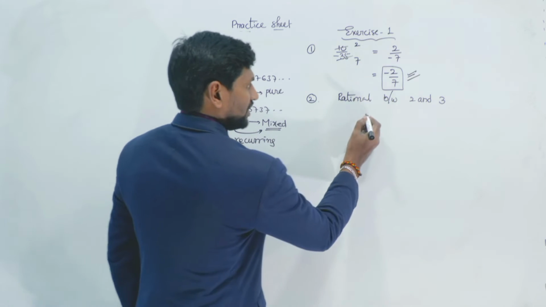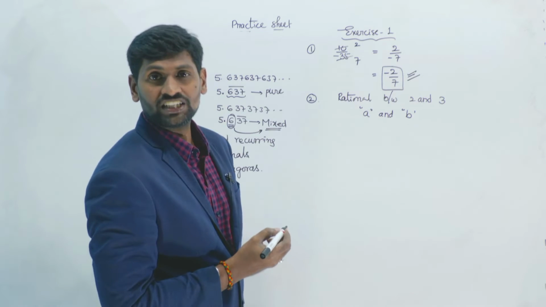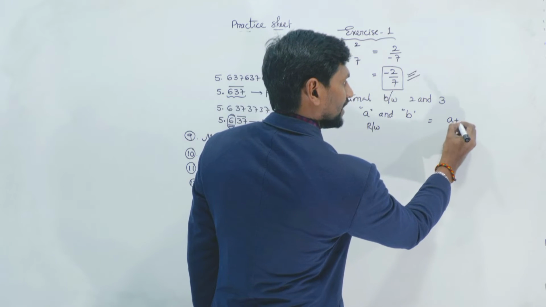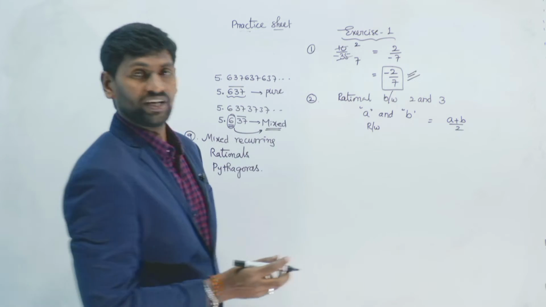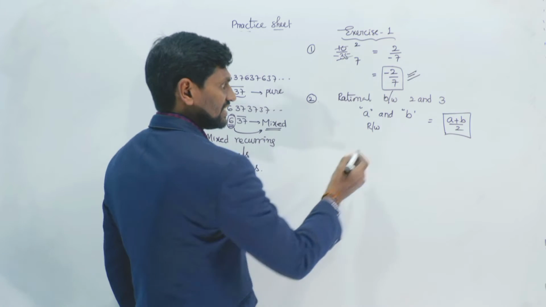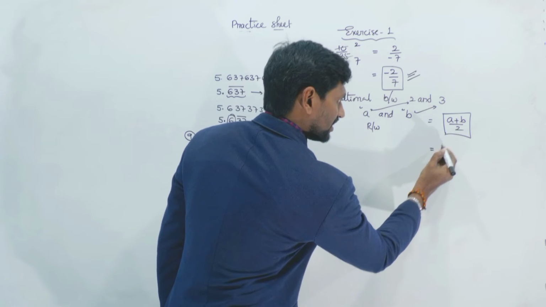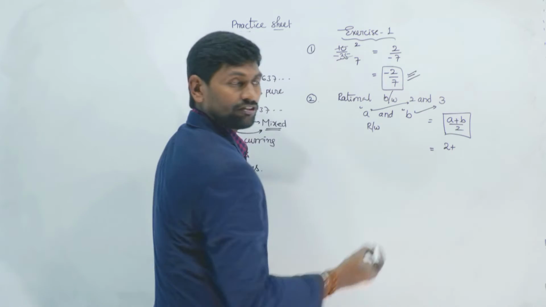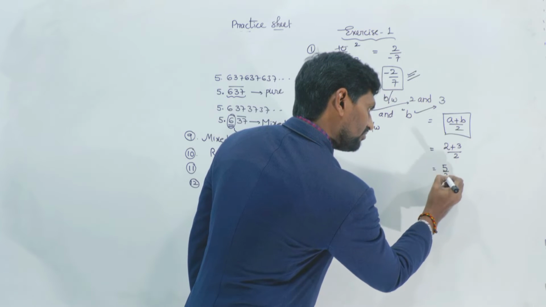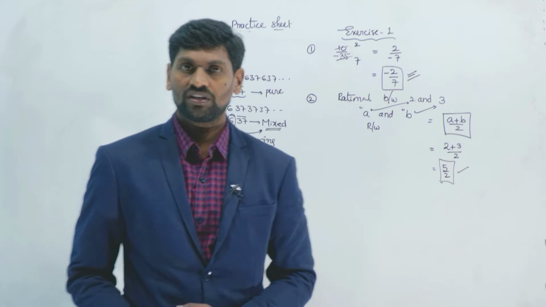So for this type of problem, if A and B are any two rational numbers, then the rational number between them is nothing but (A plus B) by 2. This is the formula for finding a rational number between any two numbers. Let us consider A value is 2, B value is 3. Substitute here, in the place of A write 2, in the place of B write 3. 2 plus 3 by 2. 2 plus 3 is 5, so 5 by 2. This is the rational number which lies between 2 and 3.